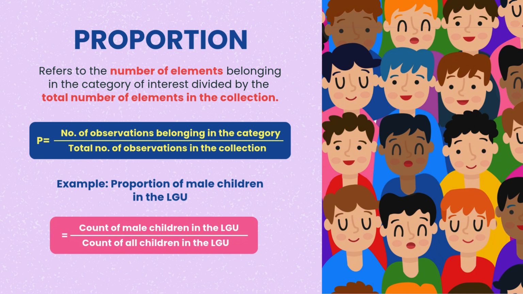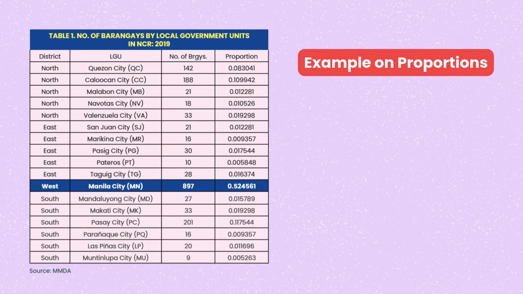Let us have another example showing how to compute for the proportion. We have here Table 1: Number of barangays by local government units in NCR in 2019. Listed here are the cities of the different districts in Metro Manila and their corresponding number of barangays. We already have here the proportions, but let's see how these proportions were computed.